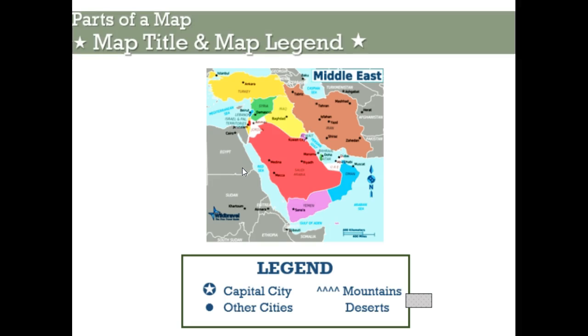Next up, parts of a map. So, map title and map legend. Obviously, whenever you have a map, we need to know what we're looking at. In this case, the title of this map is Middle East. Now, a legend is what is going to tell you what all of the symbols inside the map represent. Here you see capital city, other cities, mountains, and I know it's a little difficult to see, but oh, here it is. Deserts, these little dots. So your map title is this, and your map legend tells you what all of the symbols in the map represent.